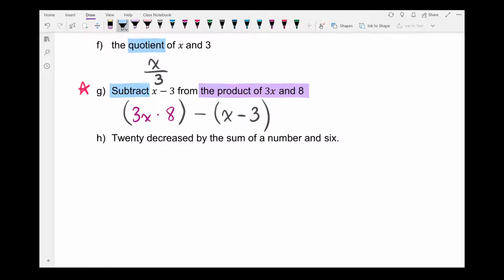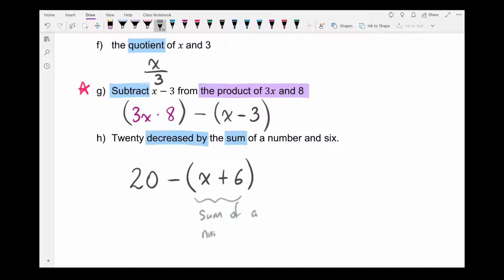And the final question, H, 20 decreased by, or minus, the sum of a number and 6. The sum of a number and 6. 20 decreased by that. So we have 20, and then it's decreased by something. What's that something? The sum of a number and 6. That's a number, add 6, that's the sum of a number and 6. So to break it up, this is the sum of a number and 6, the number 6, and this is 20 decreased by that number. Of course, this is our 20. All right, and that's how we do these problems.